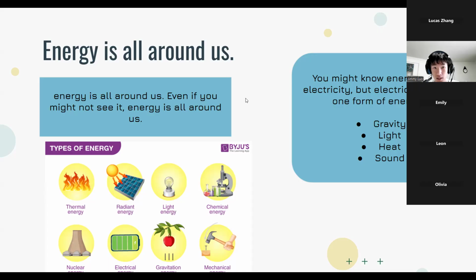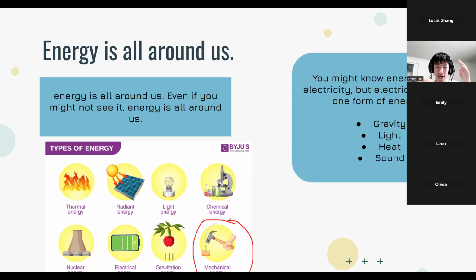Energy is not a type of gas. The simple definition of energy is the ability to do work. Basically, energy means how things move, how things do work. For example, mechanical energy basically means things moving around. That's what mechanical energy is.